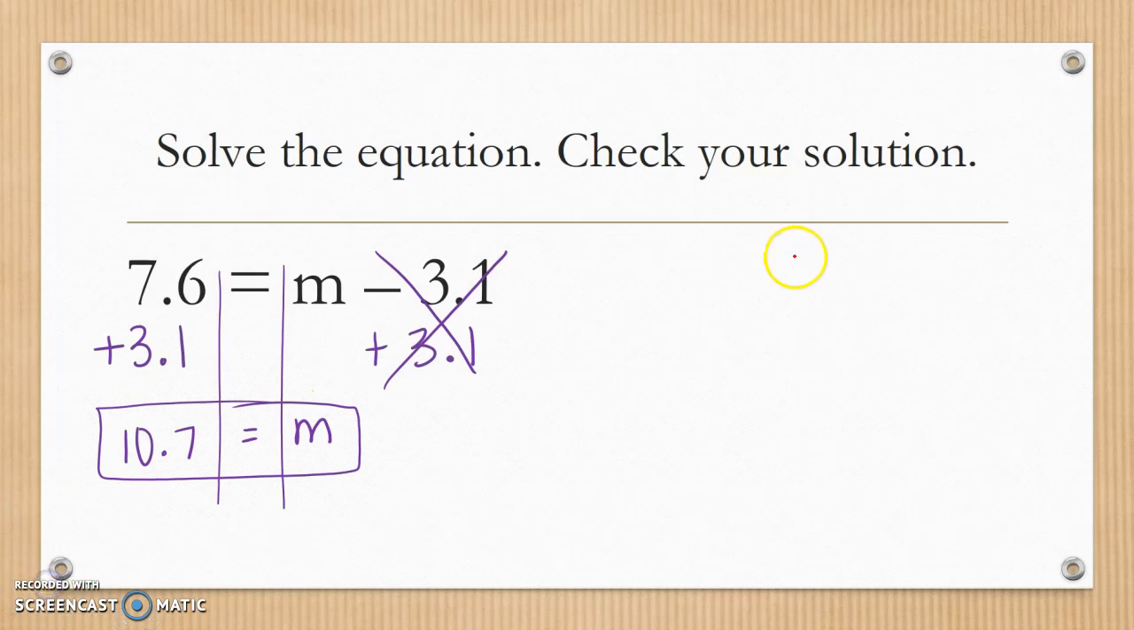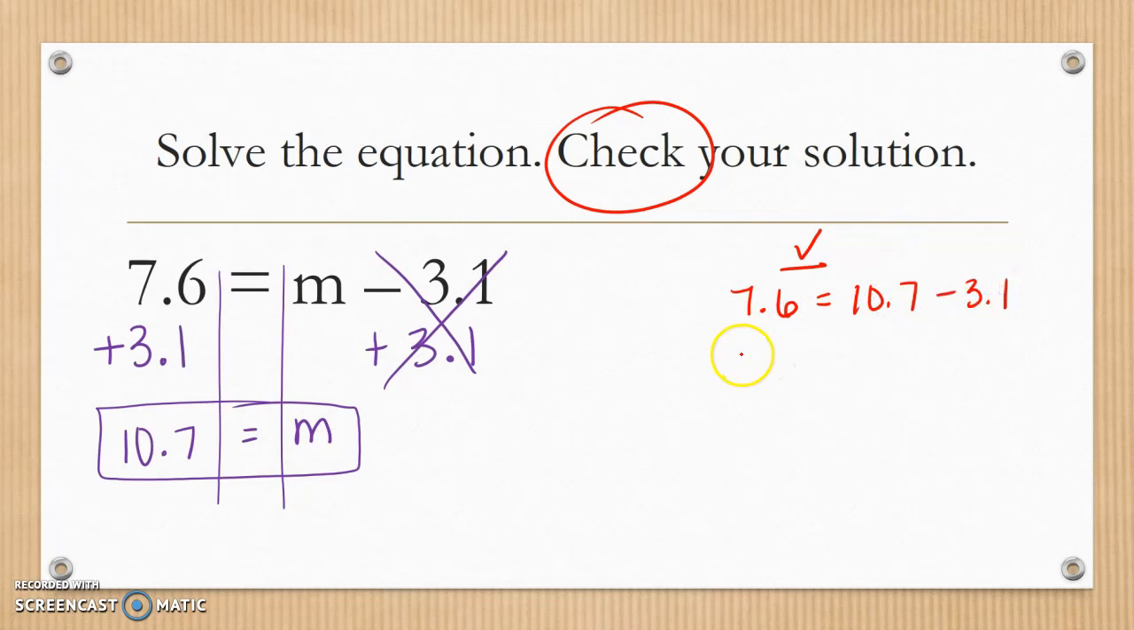And then again, we want to make sure we check it. It tells us to check our solution. So we're going to plug in the value we found for our variable. So we have 7.6 is equal to 10.7 minus 3.1. So if we were to actually do this math problem quickly, 10.7 minus 3.1, we get 7.6. So yes, our value is correct here. 10.7 is the value of m.